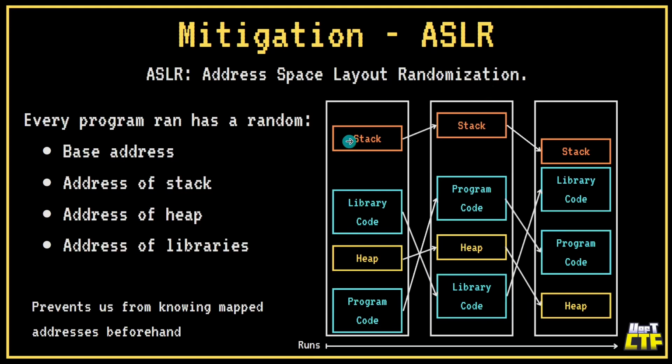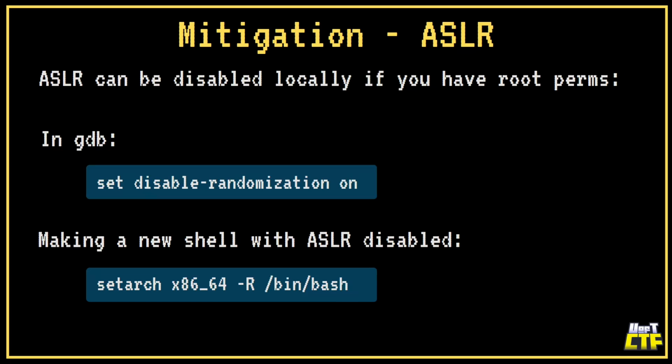So this is a mitigation against these sorts of simple return hijacking attacks. What this does is it will randomize the location of your program's text, the stack, all of the libraries, and all of that stuff. So every time you run the program, the actual addresses of your code are completely different. So our attack back then wouldn't work.